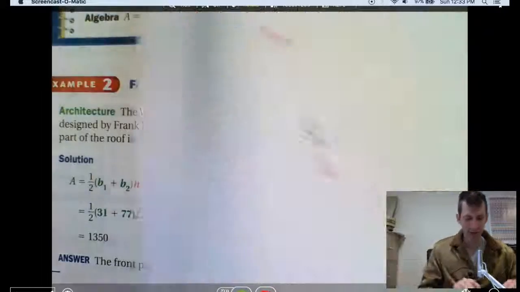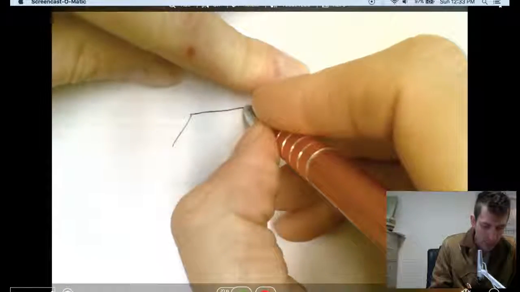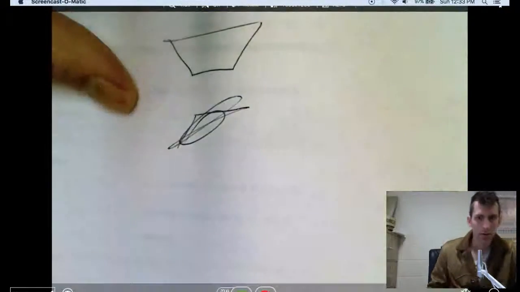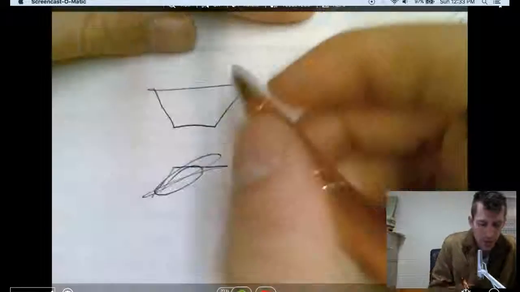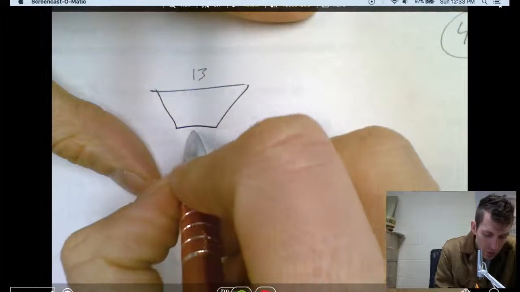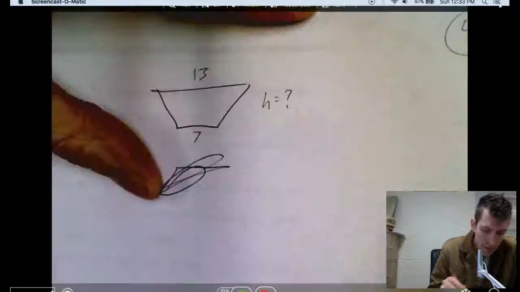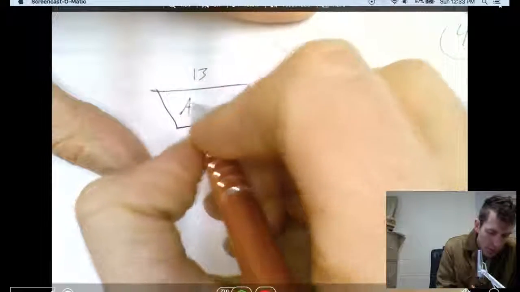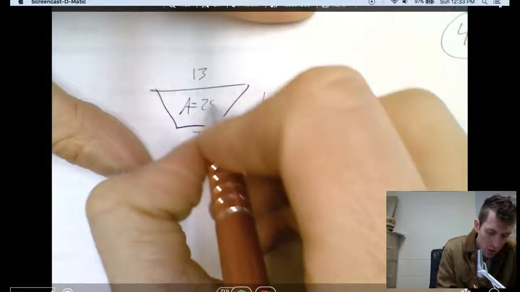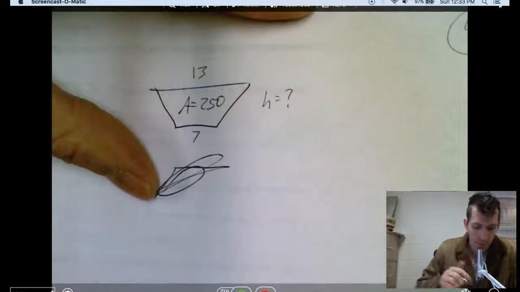But what if they did this to you? What if they said, hey, this trapezoid, why do we always draw them that way? Let's do it like this. Like that trapezoid? All right. What if they said this trapezoid is 13 on the top here, and this is 7 on the bottom. What is the height? And the area, by the way, I've got to give you that, is 250. I'm not putting units right now, just for time's sake.